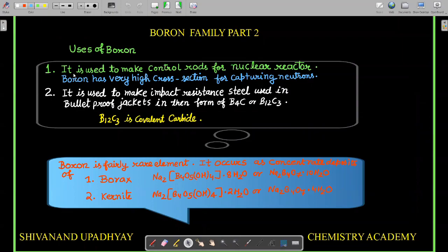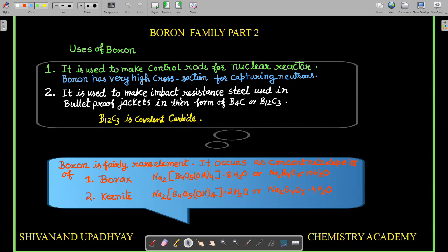Uses of boron. It is used to make control rods for nuclear reactors because we have to control the nuclear reaction. There is a control rod which will absorb the neutrons. So boron has a very high cross section for capturing neutrons, and those neutrons emitted in a nuclear reactor are slow neutrons or thermal neutrons, we can say.